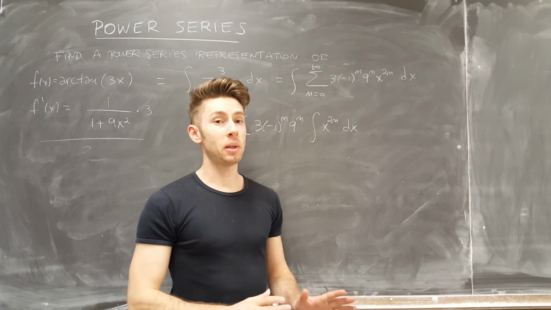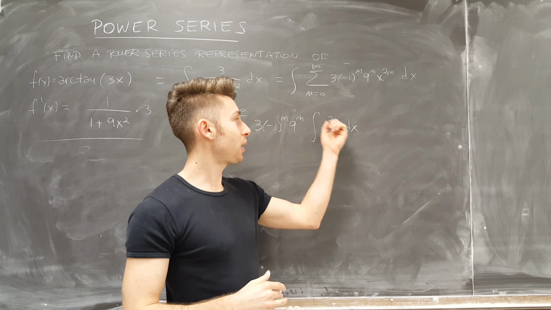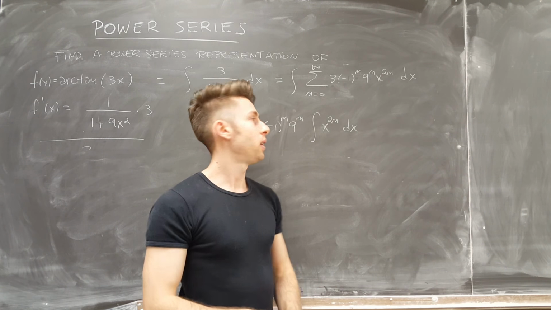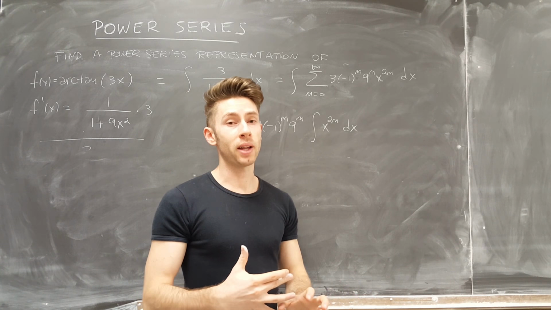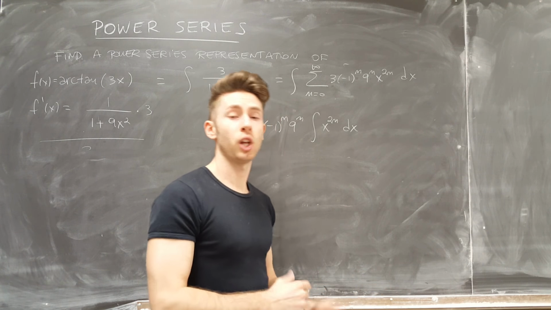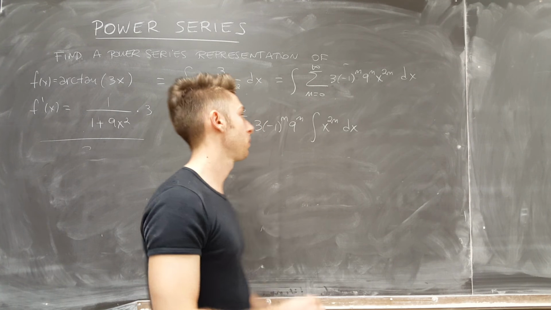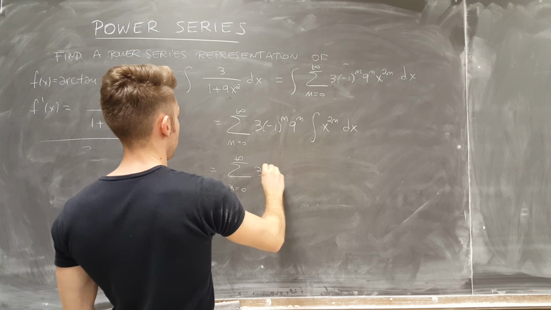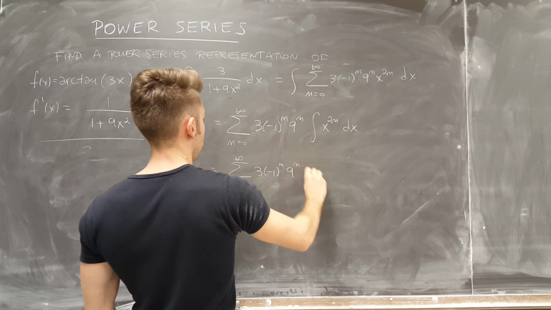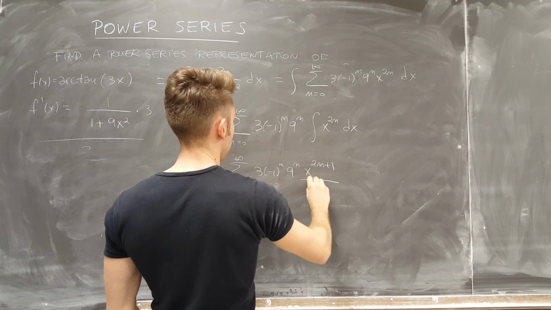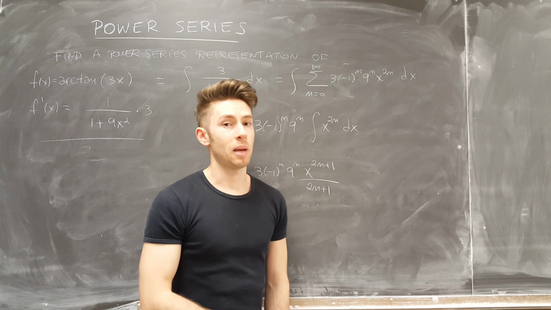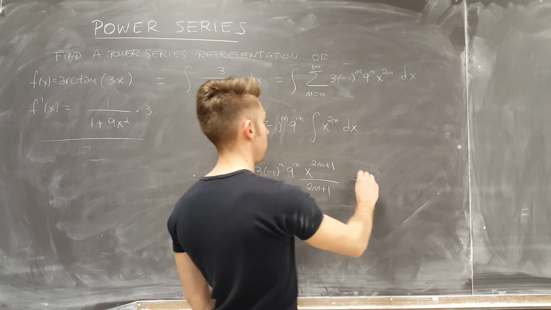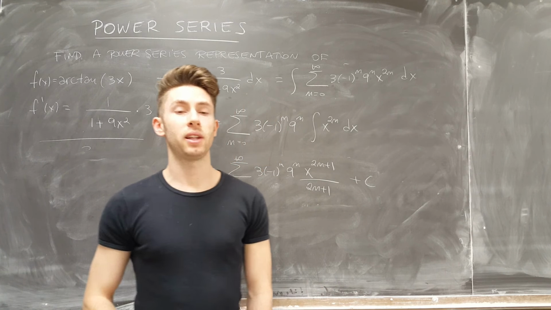That's just a power, don't be intimidated by the 2n. How do you integrate a power? You just increase the exponent, whatever it is, by 1. So increase 2n by 1, you're going to get 2n plus 1, not 2 times the quantity n plus 1. And then divide by the same exponent that you obtained, plus a constant, because this is an indefinite integral.